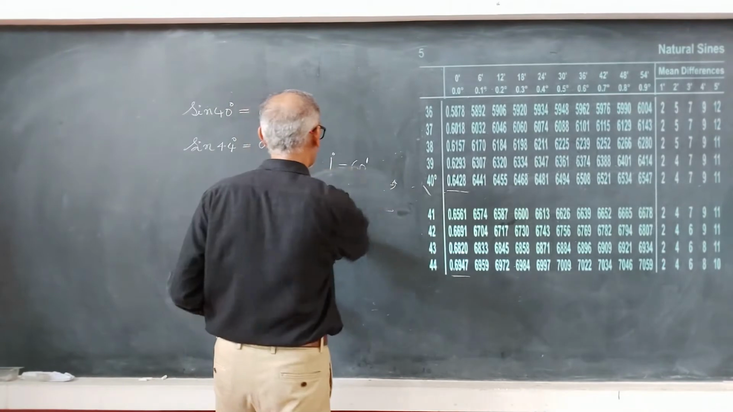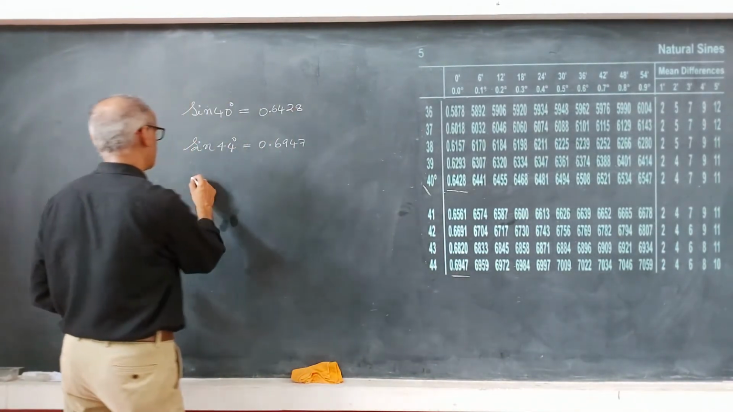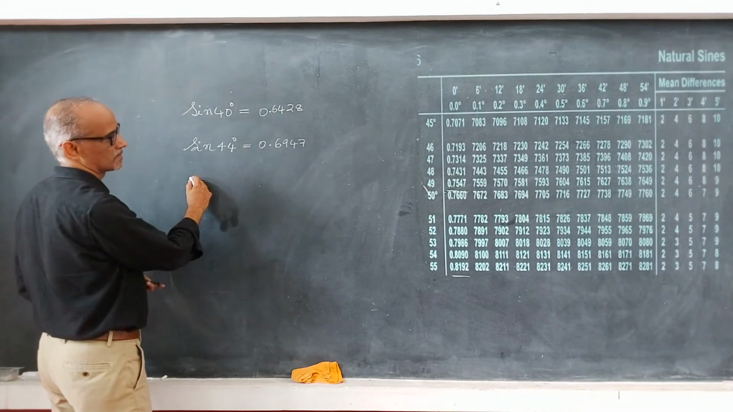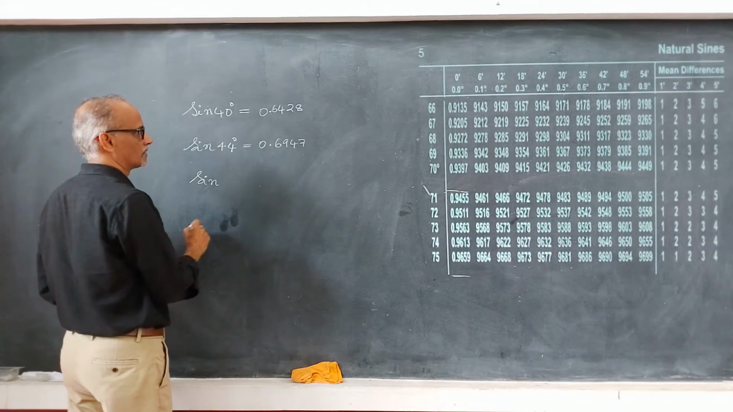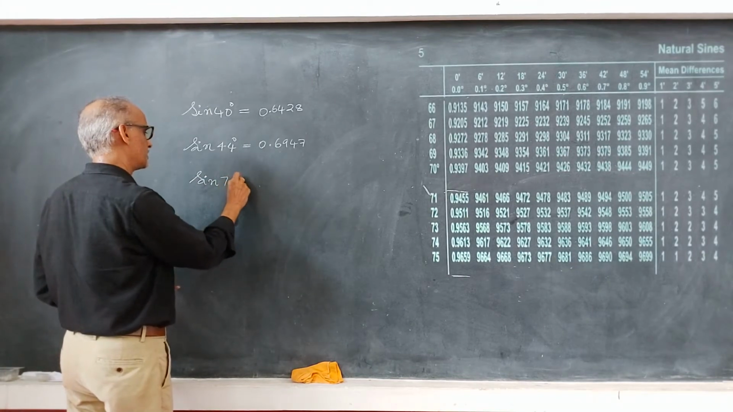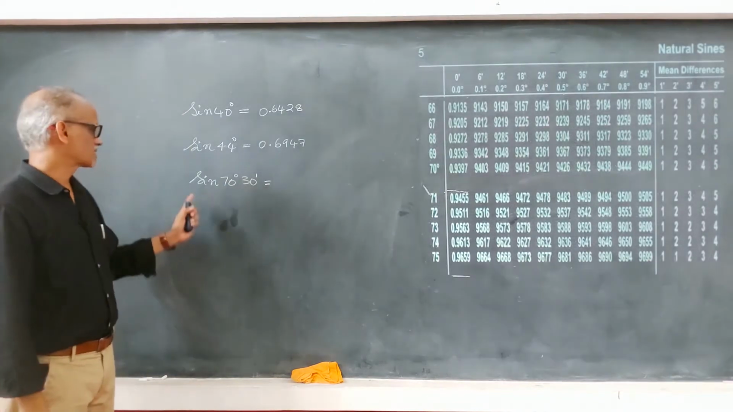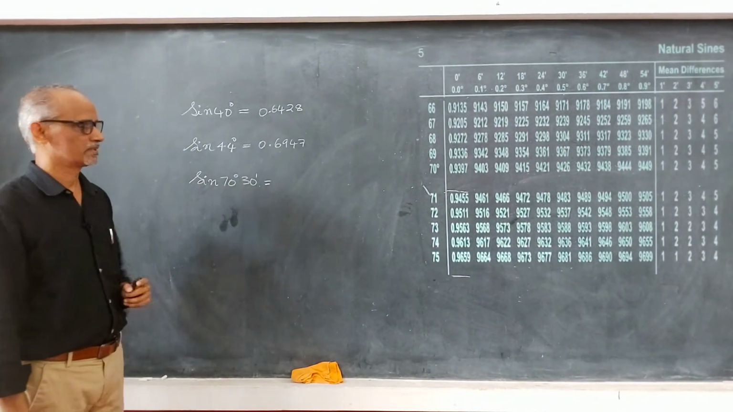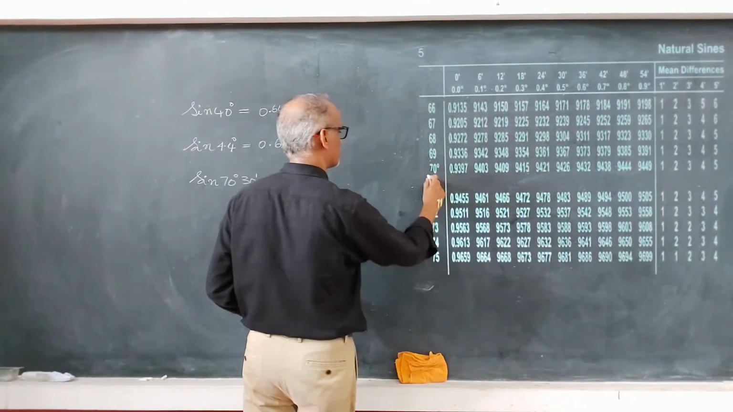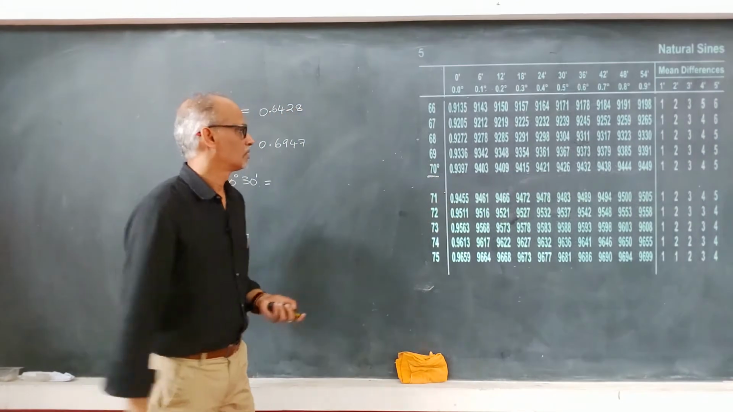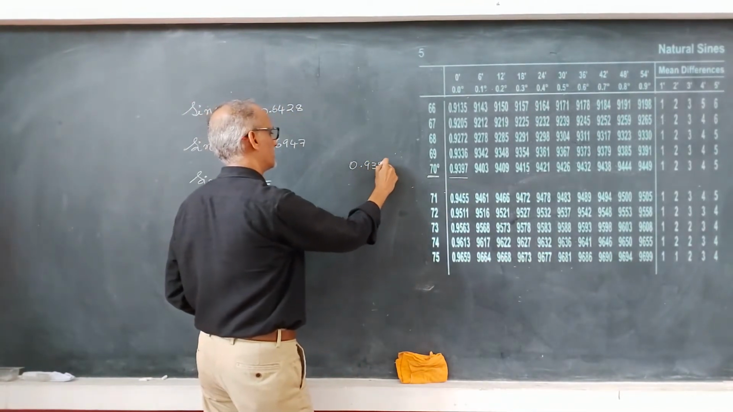So now let us find such a value. Now I will use one more table. Let me take this table. Sine 70 degree 30 minutes. What is the value of sine 70 degree 30 minutes? 70 degree is here, 0.9397.